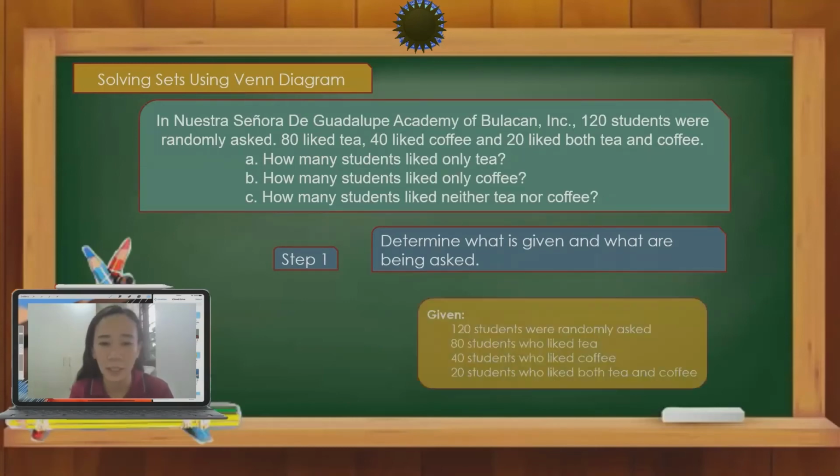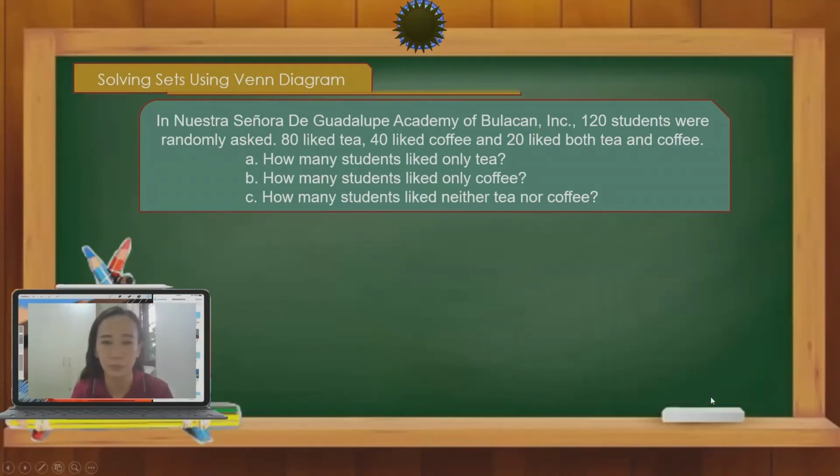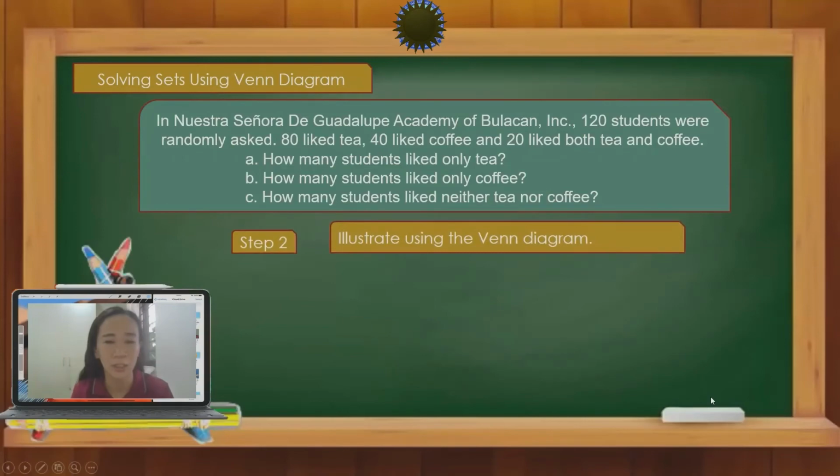So what is our given? Our given is 120 students were randomly asked. 80 students who like tea and 40 students who like coffee. Lastly, 20 students who liked both tea and coffee. Step 2, illustrate using the Venn diagram. So we already have here 20. 20 liked both tea and coffee, and that is this part. This 20 liked both tea and coffee. So that will be 20.